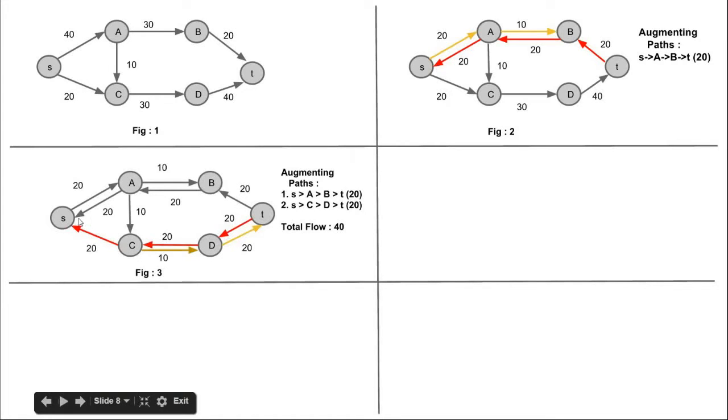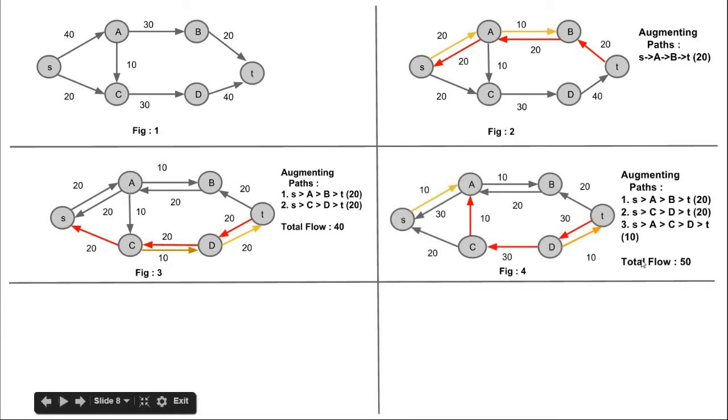Now we look for another augmenting path. There is another augmenting path from S to A to C, C to D, and D to T, with the flow here being 10. So we create a residual graph for that. This is a residual graph for this particular augmenting path of 10. So total flow has increased from 40 to 50.